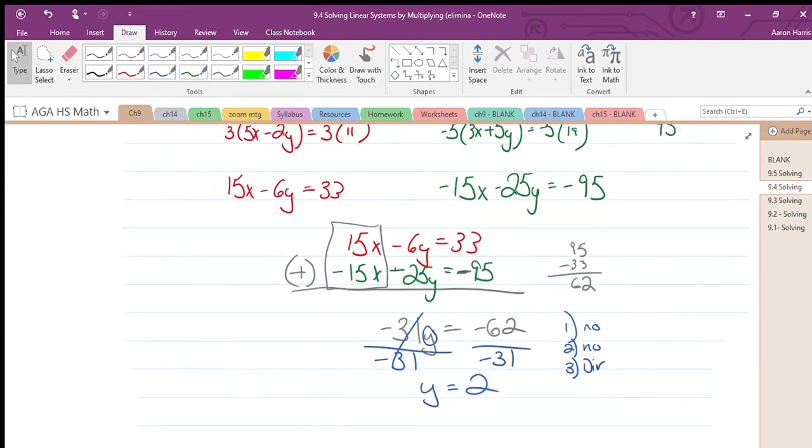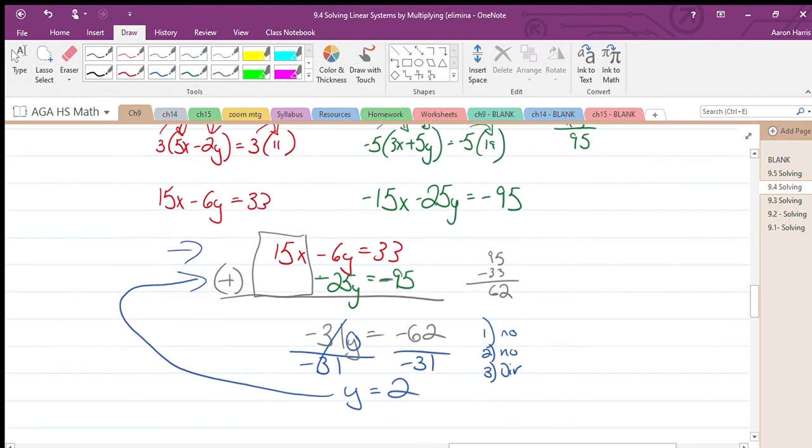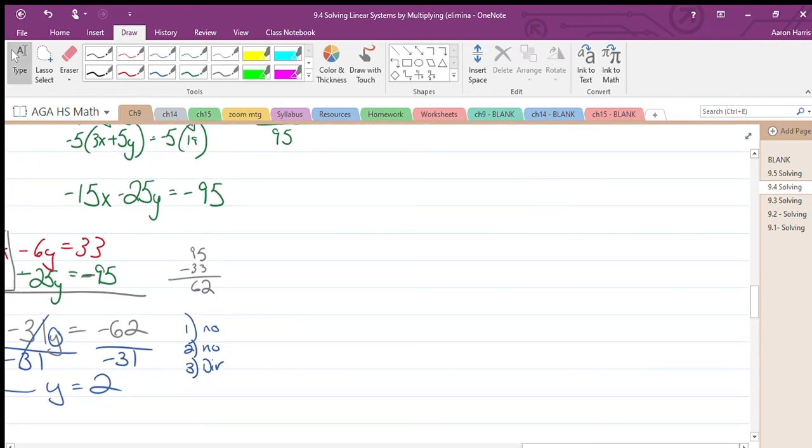What can I do with this? I can substitute this y back into any one of these equations. So here we go. Let's put it into this green equation right here. I have negative 15x minus 25, and instead of writing y, I know y is equal to 2. So I'm going to write a 2, is equal to negative 95.